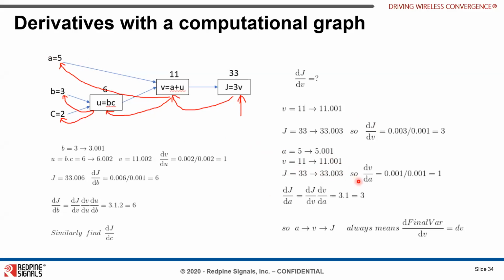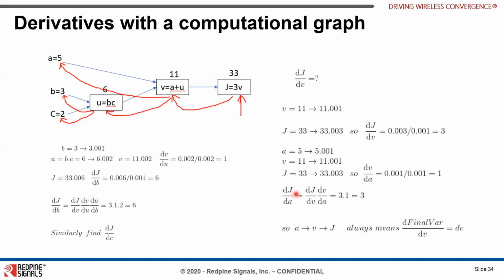So here, what is dv by da? That is, what is the change in v if we change a? We saw that if we change a from 5 to 5.001, v also changes by an equal amount, to 11.001. Therefore dv by da is 0.001 by 0.001, that is 1. So this is dv by da.